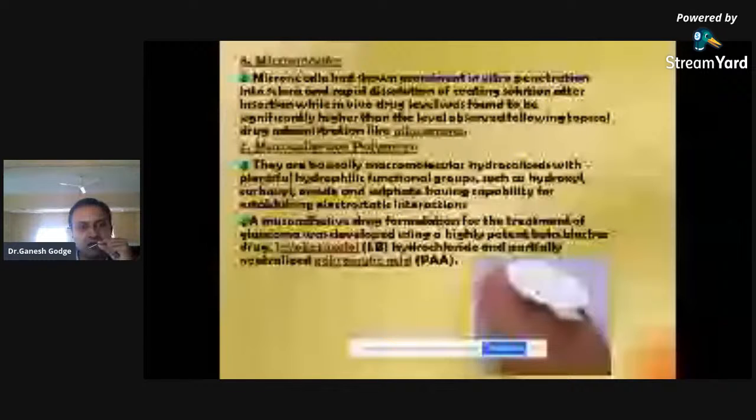Now another example: after conventional, novel, vesicular and controlled ocular preparations, the fourth type of ocular formulations are particulate formulations. Examples of particulate drug delivery systems are nanoparticles and microparticles.